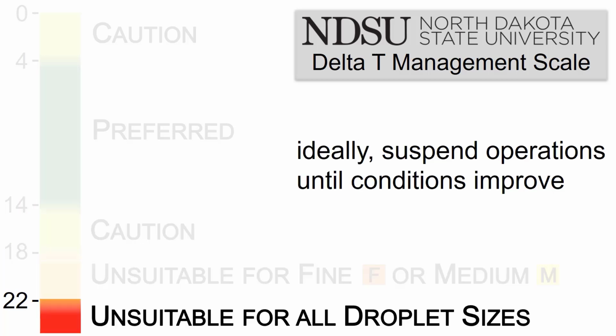If you get to delta T values of 22 or above, then it's recommended that you suspend operations until conditions improve. Fortunately, over this 3-year time period, the amount of time with delta Ts of 22 and above was actually quite limited. So generally, these unsuitable conditions are not all that common, at least in this 3-year time period.